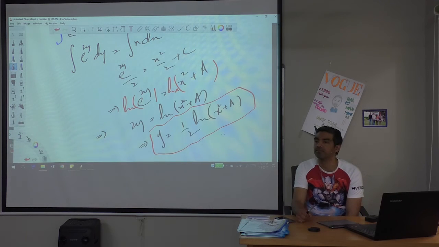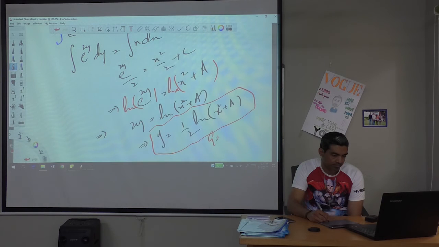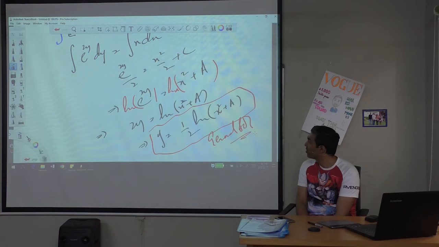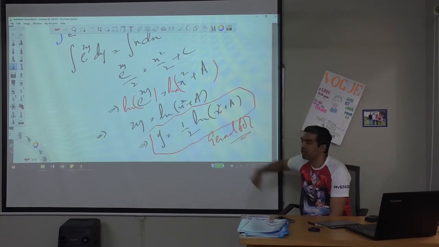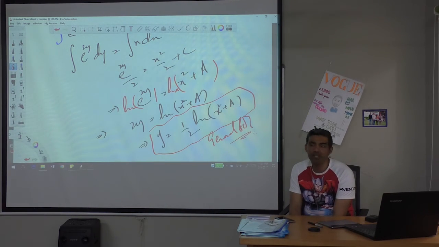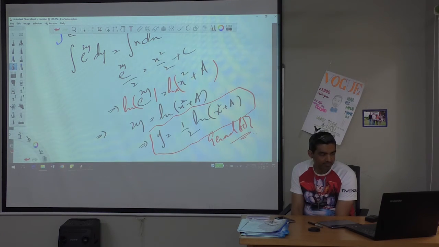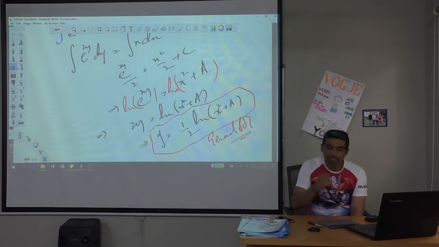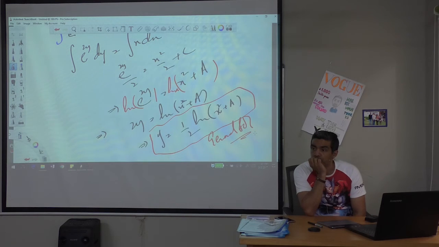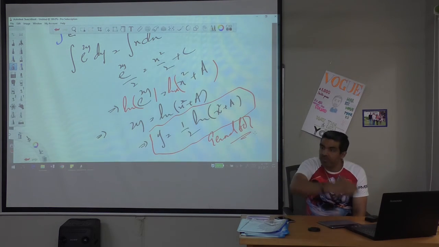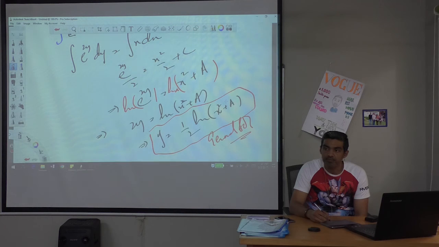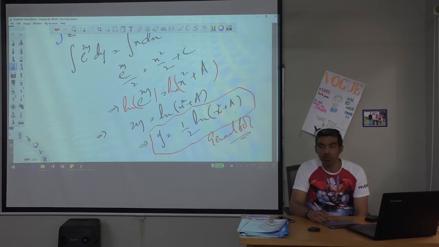This is my general solution. And we all know why this is the general solution, because I still don't know the value of A. Once I know the value of A, then it will become a particular solution. Are we okay with this? So when you plug in the values, you get the particular solution. That's why the values are given, so that we can get the particular solution. If you don't know the A, then it's a general solution.